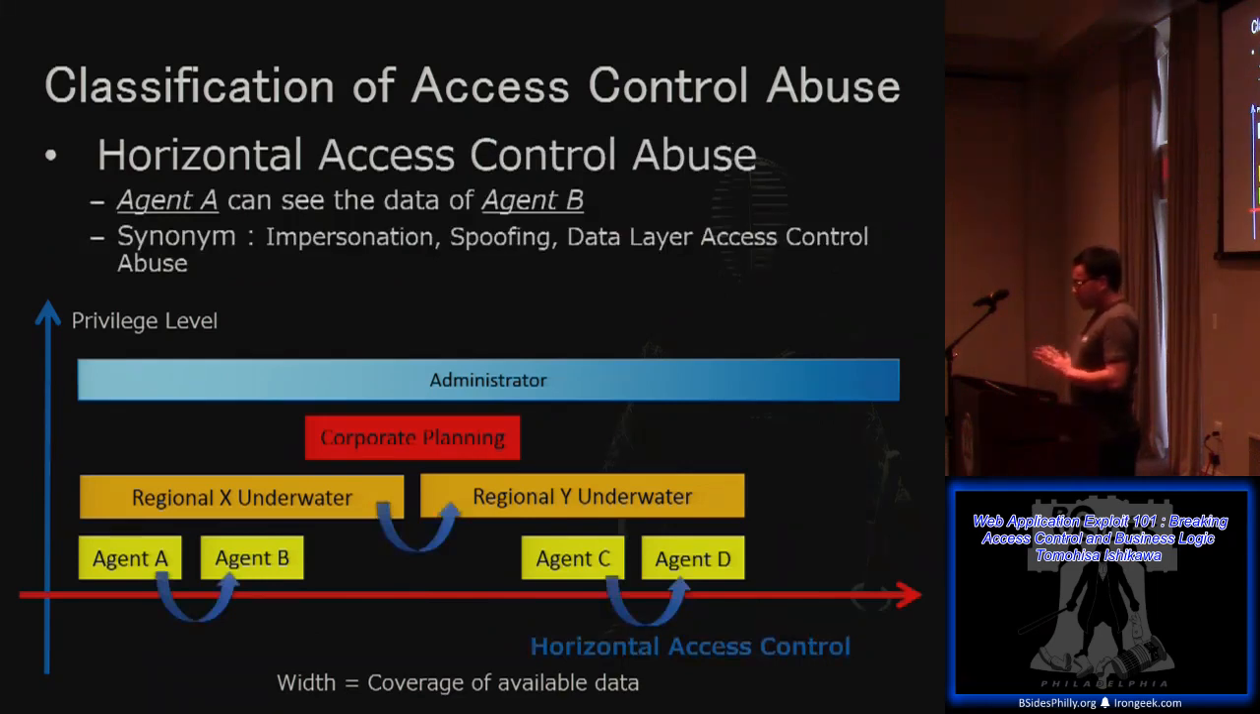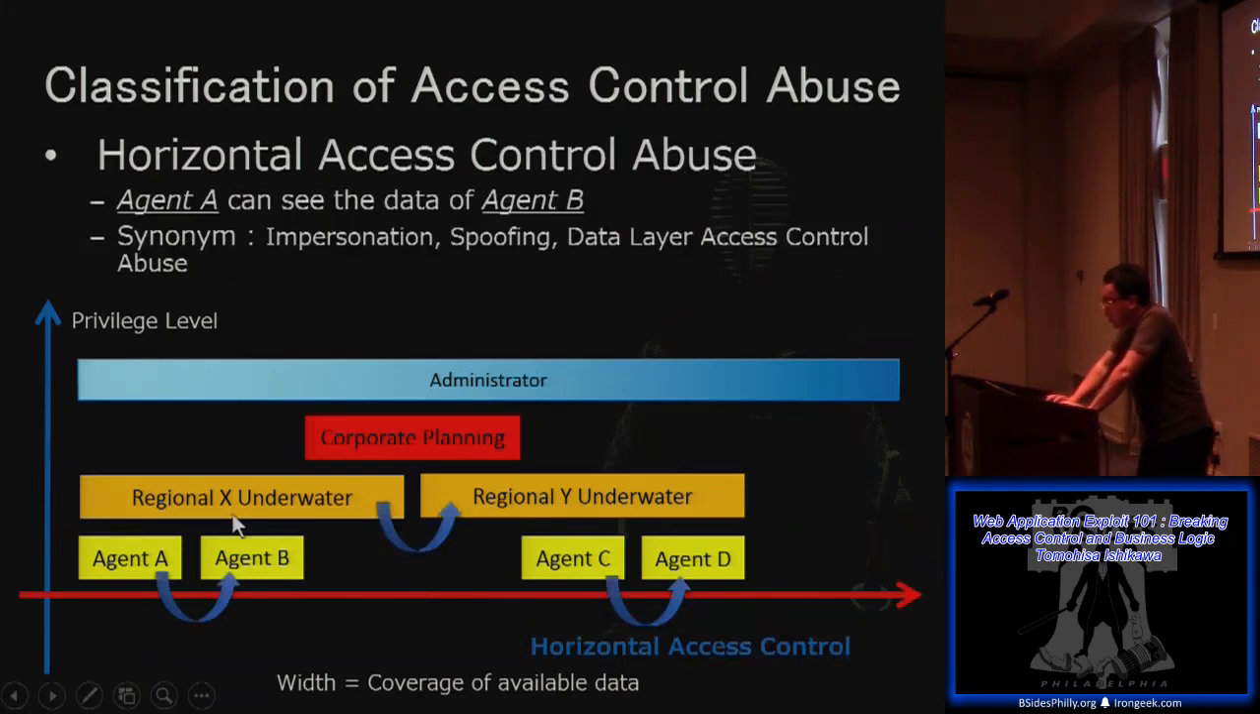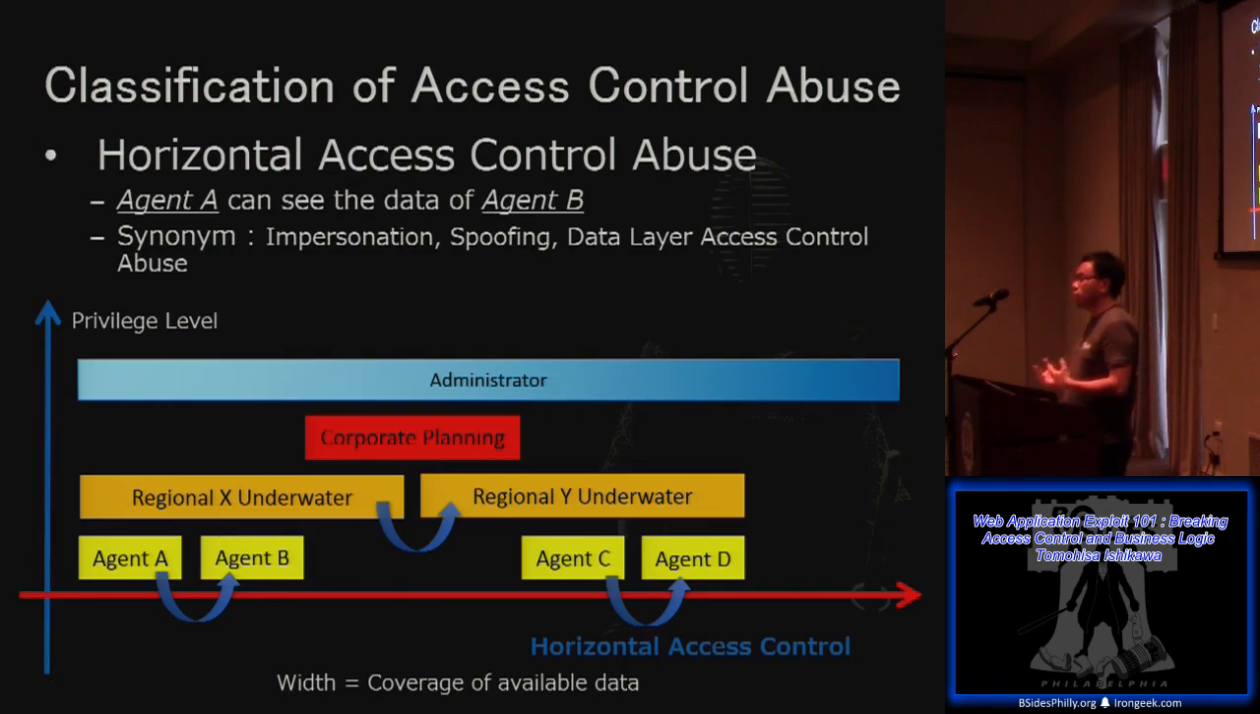First of all, horizontal access control abuse. Basically, this is a horizontal abuse. For example, agent A can see the data of agent B, or agent C can see the data of agent D, or underwriter X can see the data of underwriter Y. This kind of access control abuse we classify as horizontal access control abuse. There are a bunch of synonyms here. For example, some people say this is impersonation, some people call it spoofing, some people say data layer access control abuse. There is a lot of variety in the words, but this is the basic concept of horizontal access control.